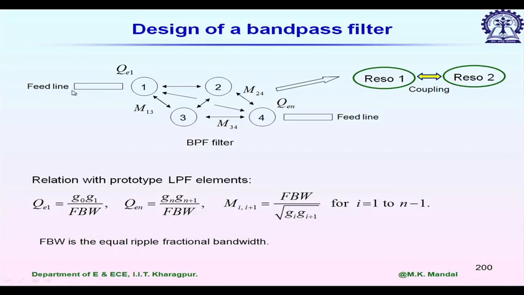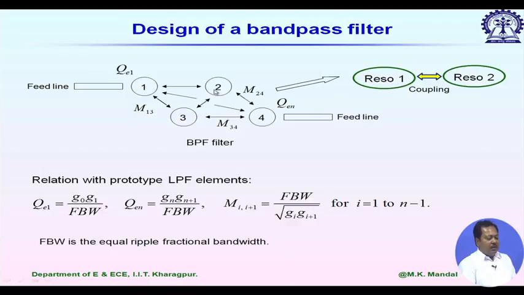Let me show you in a diagram. Here you can see the input port, input feed line and the output feed line. We are considering a 4 resonator system. This is a conceptual diagram. Then the power transfer from feed line to resonator 1 is represented by external quality factor QE1, and for the nth resonator to feed line it is represented by QEN. And then the coupling between two resonators is represented by coupling coefficient.